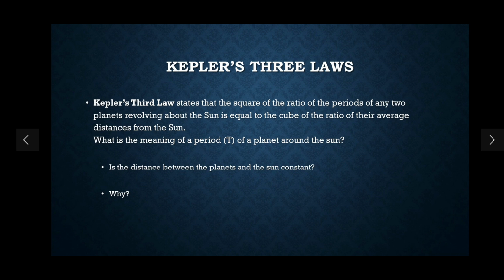What is the meaning of a period, or T, of a planet around the sun? Period is the time needed for a planet to complete one rotation around the sun. Is the distance between the planets and the sun constant? Never, because according to Kepler's first law, the orbit path is an elliptical path, and an elliptical path never has a constant distance.